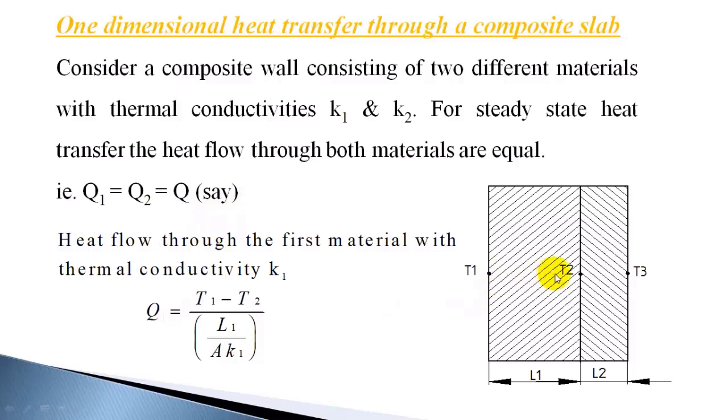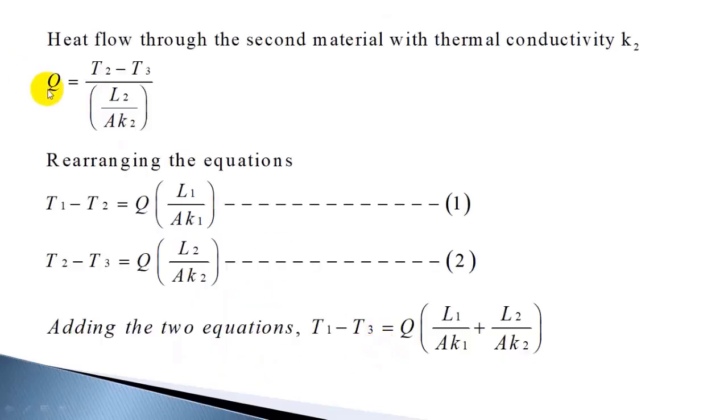So the heat flow through the first material you can write, we already got the heat transfer through a single material as Q is equal to T1 minus T2 divided by L1 by AK1. The area A is common to this slab and the second slab, so I am taking this A, otherwise I should denote it by A1. Similarly, through the second slab, we can write Q is equal to T2 minus T3 divided by L2 by AK2.